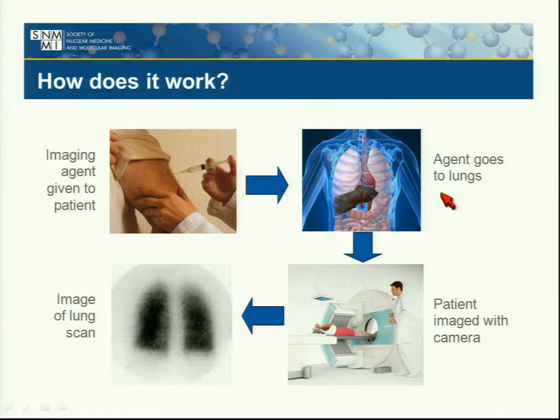If the lungs are getting good blood flow, we put the patient under a camera here. You see these two cameras. The patient's lying on a table. These spin around, or sometimes spin around the patient, or maybe they're just static. And what you get is an image of where that radioactive drug went. So what we're measuring is where that drug went.